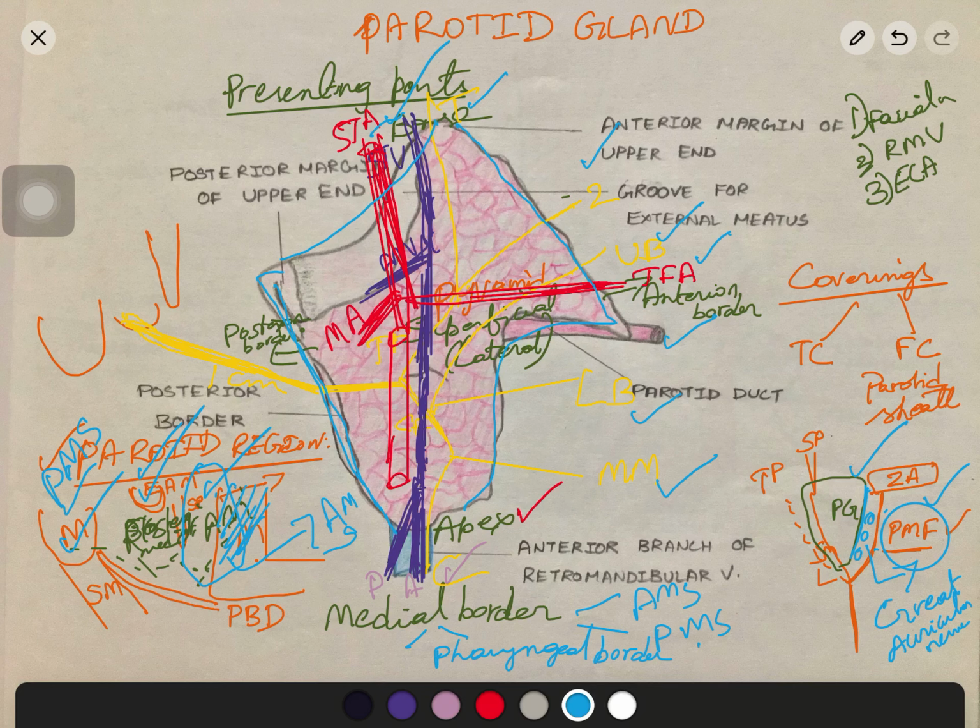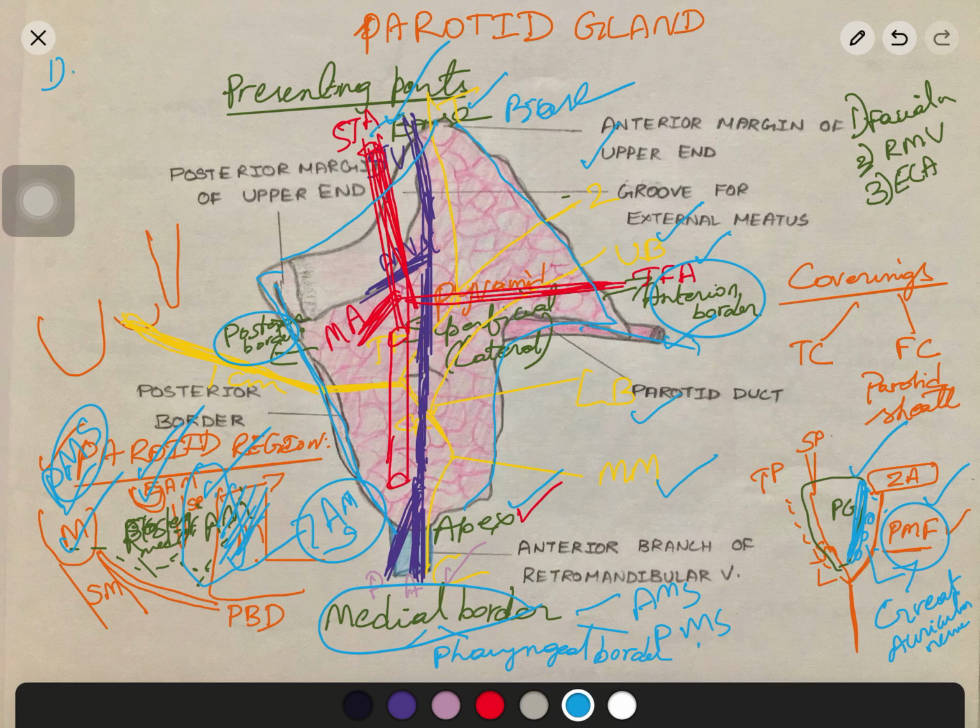It is in contact with the wall of the pharynx. So this completes the presenting parts of the gland. We have seen the details of the base, apex, and superficial surface, and we have seen the anteromedial surface, posteromedial surface, and this is the anterior border. We have seen the posterior border and medial border.